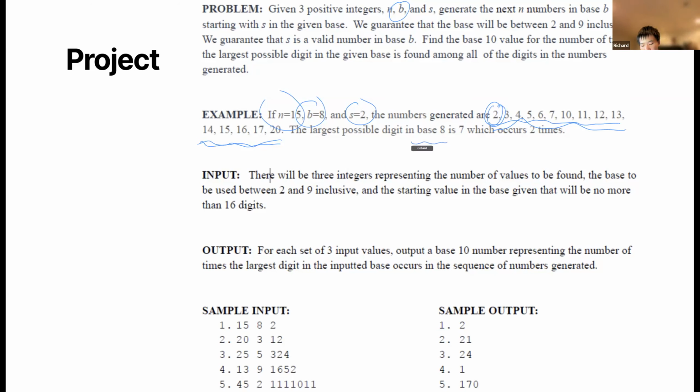So you know that in base 8, the largest digit is 7. So you can go through and check how many times the digit 7 appears. If you know the largest possible digit is 7, then we will count how many times the digit 7 appears in all those numbers you generated. So in this case, 7 only appears 2 times. So your output should be 2.